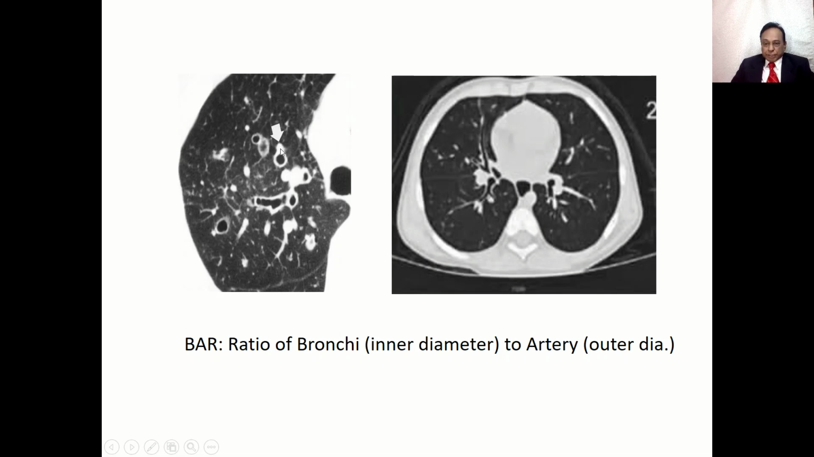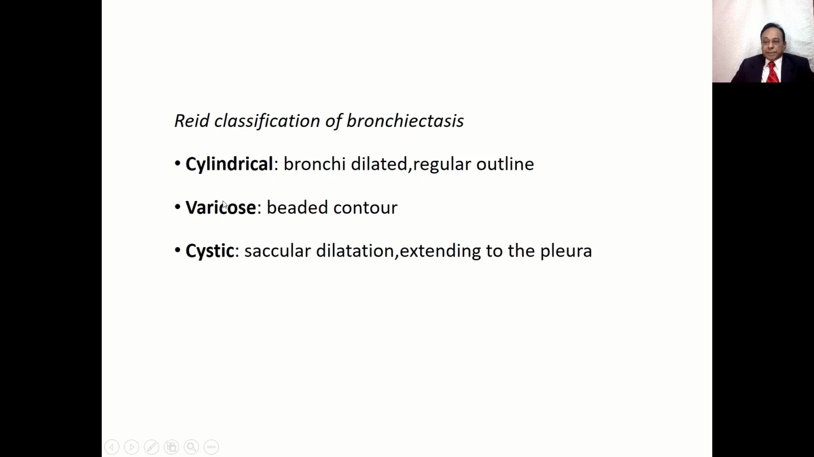And the ratio between the bronchus and the artery should be more than 0.8. And even mild forms of bronchiectasis, like bronchial thickening, peribronchial thickening or tram track signs, are all possible to see with MDCT. I think this is a very old classification, and it still holds.